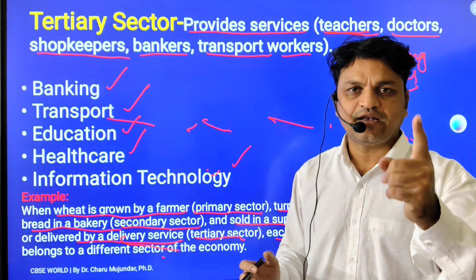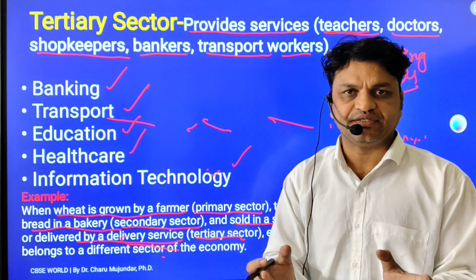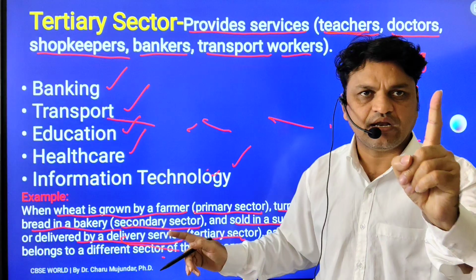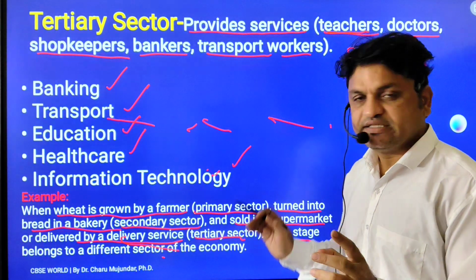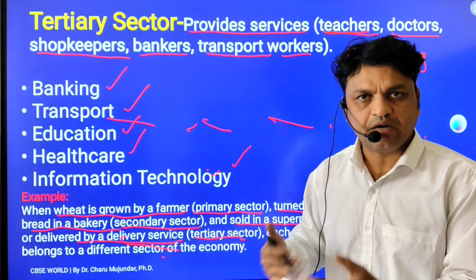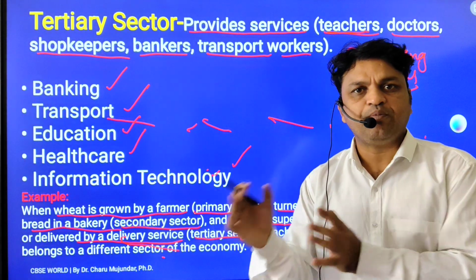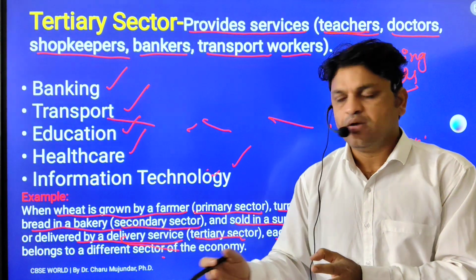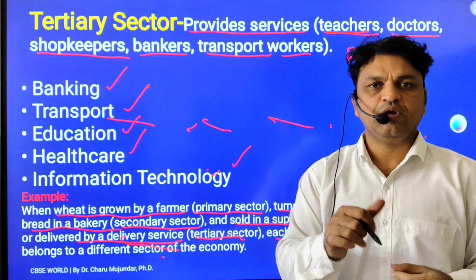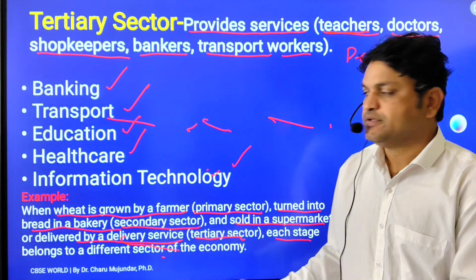So what is a sector? A group of economic activities having similar characteristic features. That is called a sector. So how many sectors are involved here? Primary sector, agriculture, wheat is coming. Secondary sector, wheat flour is made into bread, that is manufacturing. Then the bread is delivered to shoppers or shopkeepers by a delivery agent, and finally consumed by human beings, you and me. This is called the tertiary sector or service sector.